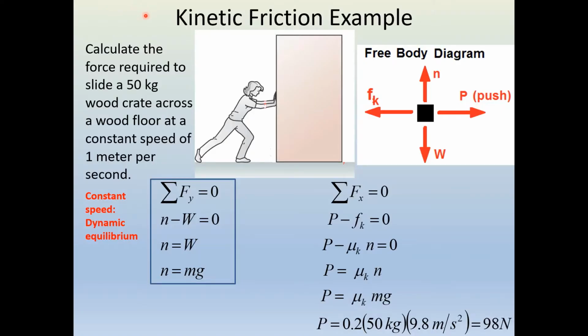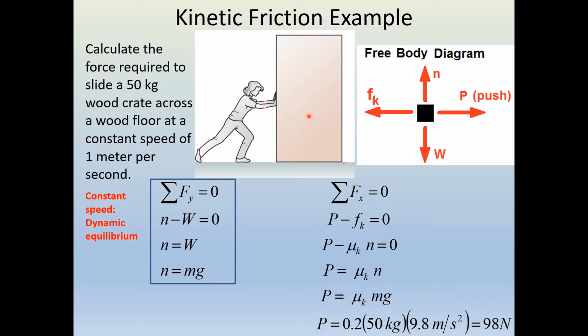So let's start with an example of using kinetic friction. We're asked to calculate the force required to slide a 50-kilogram wood crate across a wood floor at a constant speed of 1 meter per second. So here is our picture of what's going on here. We've got the woman pushing this big wooden crate, and she's going to slide this thing across the floor.